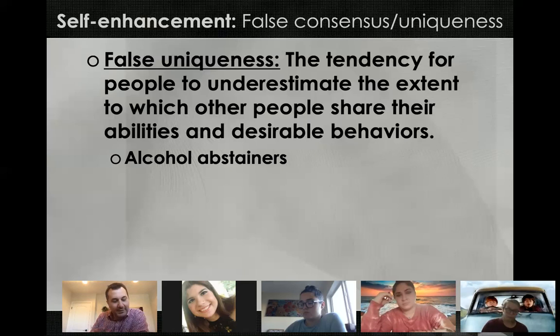But what's happened here is that these people who don't drink alcohol view that as a desirable behavior, and therefore they engage in the false uniqueness effect to convince themselves that if they're the only ones that are doing it, then they get to feel good about themselves.